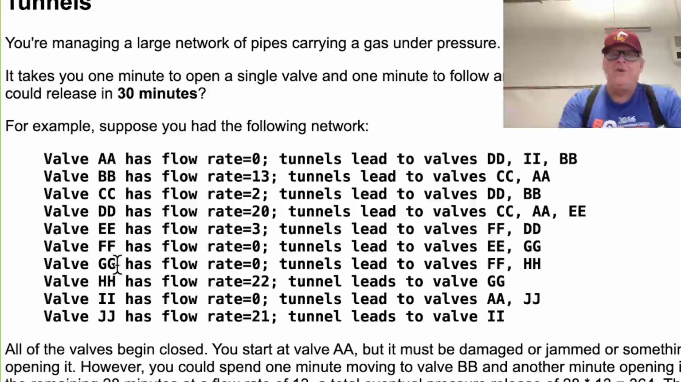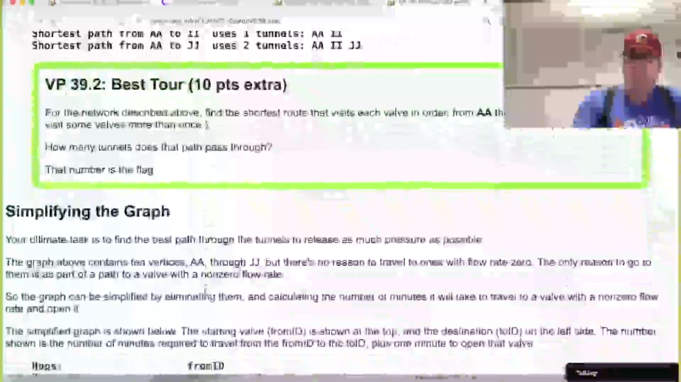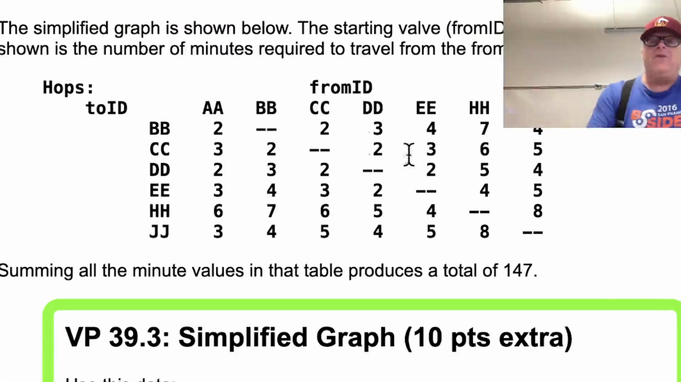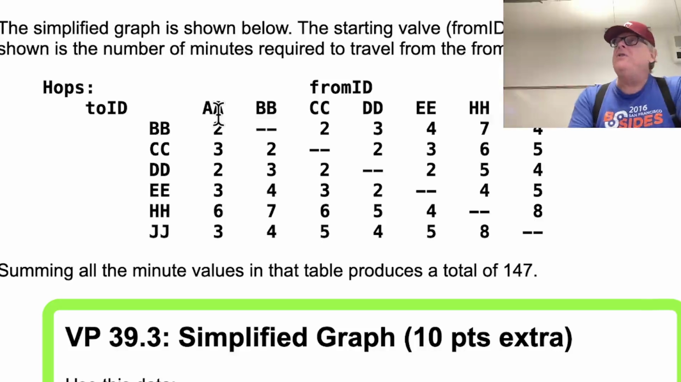So what you can do is simplify the graph by removing all the ones with flow rate of 0, except AA, which is the first one, and you can now talk about a fast route. The question is, how many minutes will it take me to go to the valve and then open it? I can go from A to B in 1 minute, I can open the valve in 1 minute, so in 2 minutes I can open B. And you figure out how long it's taking.